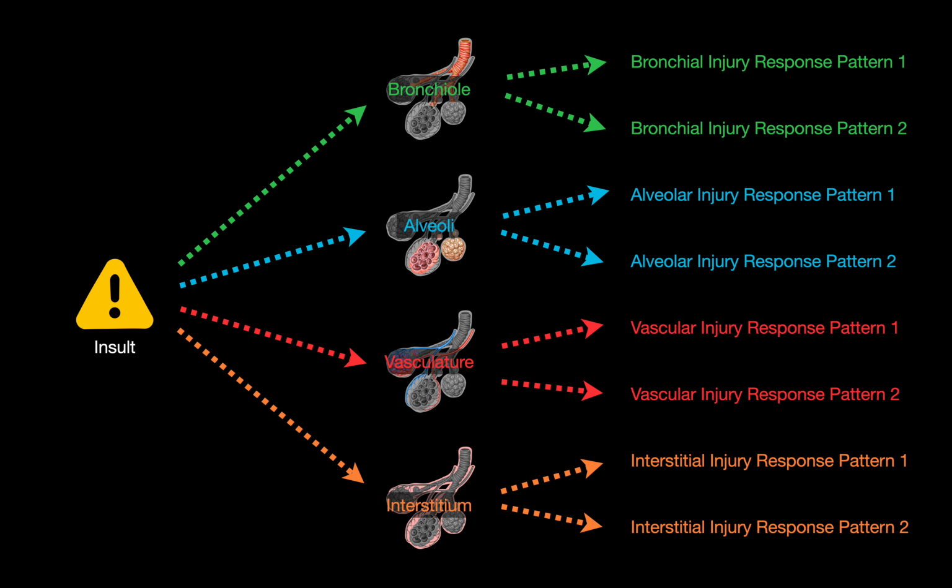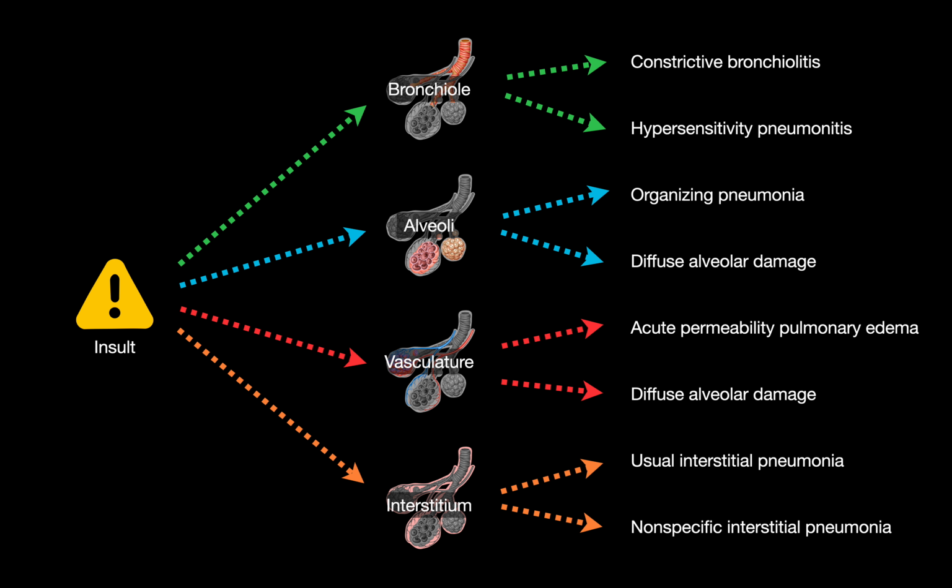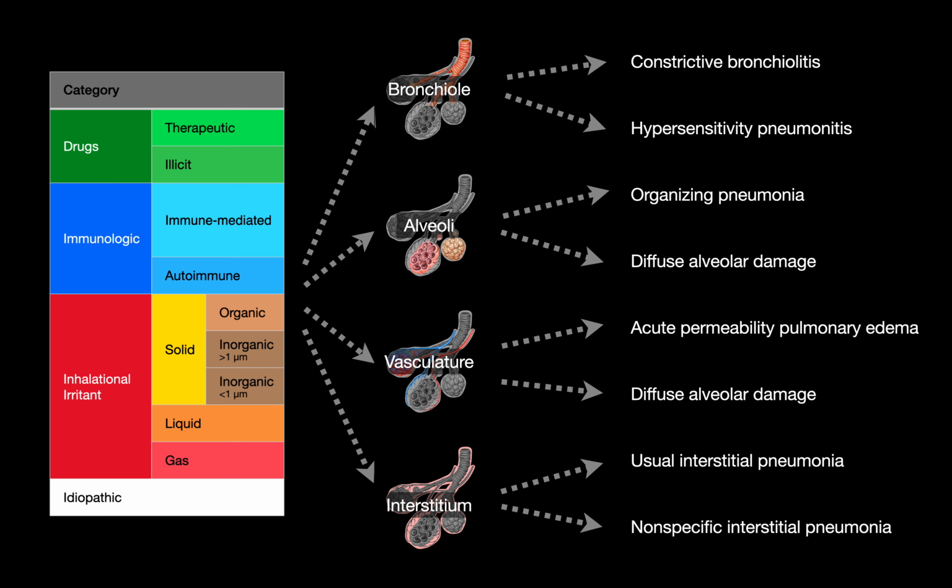Let's put some names now to the placeholder labels from our earlier slide. Now remember that the insult leading to the lung injury response patterns here may potentially be anything on this table from earlier, and that the relationship between any of the insults in the left column and any of the disorders in the right column is usually not one-to-one, but rather multifactorial.